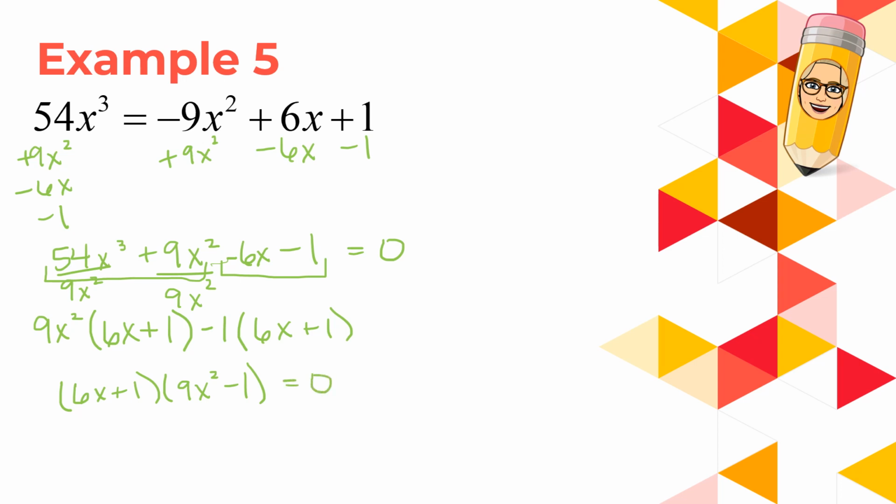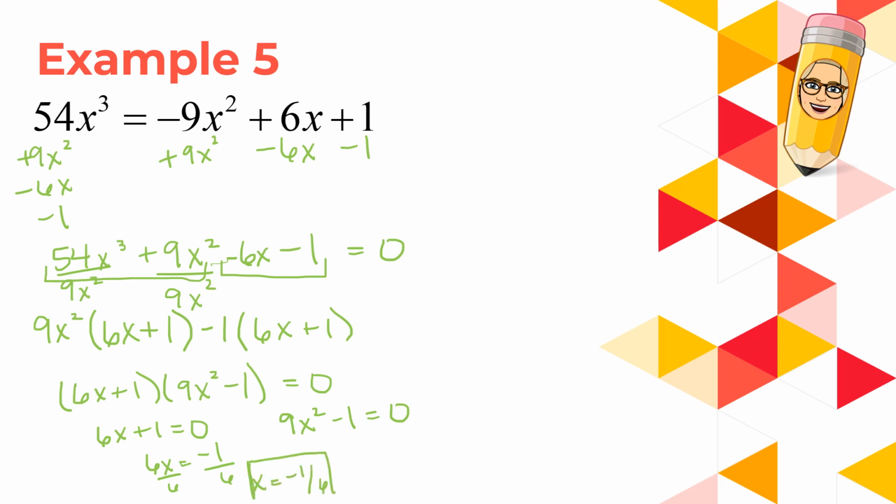So now here's where we set them equal to 0 and solve them individually. 6x plus 1 equals 0. And 9x squared minus 1 equals 0. So then we get 6x equals -1. Divide both sides by 6. So x is going to equal negative 1/6.